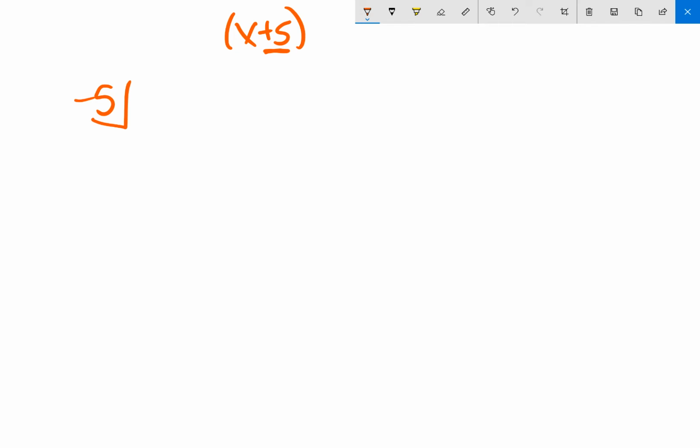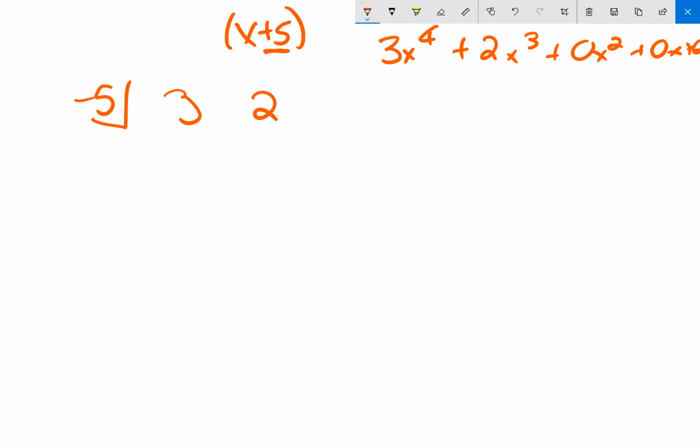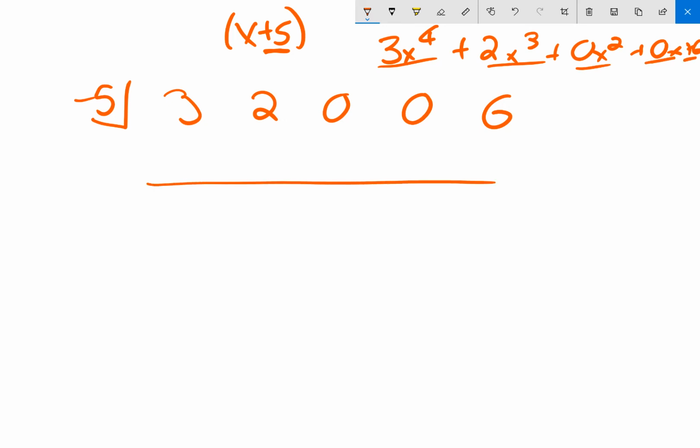The polynomial I'm dividing is 3x to the 4th, so 3 for the 3x to the 4th, plus 2x to the 3rd, so 2 for 2x to the 3rd. And then it doesn't have an x squared term, it doesn't have an x term, but then it has plus 6 at the end. So I have to put a 0 in for the x squared, a 0 in for the x, and then a 6 at the end. Okay, so that shows me the x to the 4th, the x to the 3rd, the x squared, x, and then 6 altogether. So be careful, make sure you fill in the zeros.